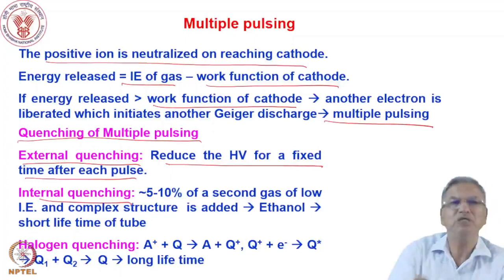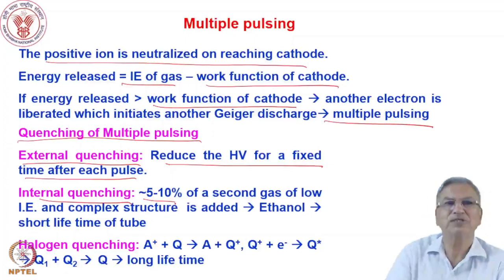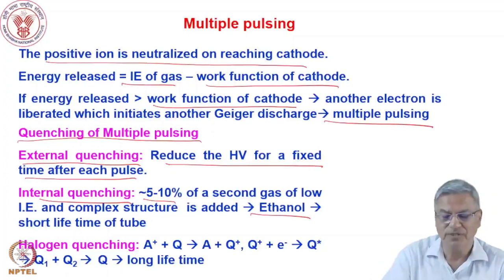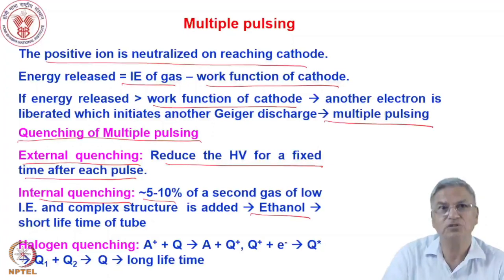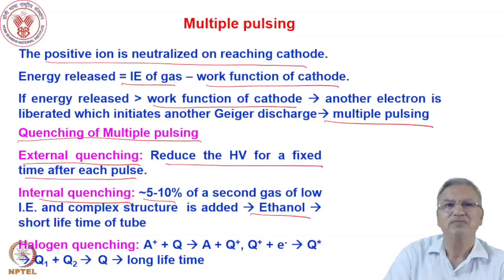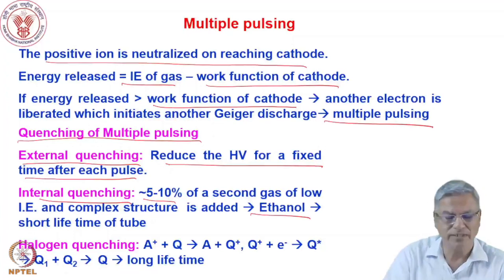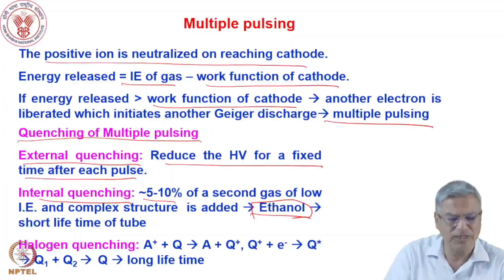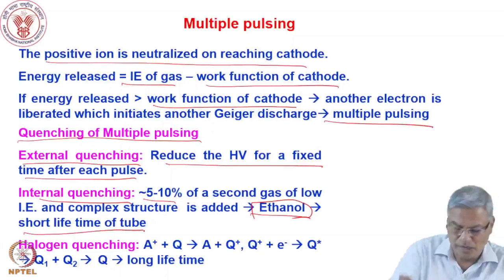Other methods are internal quenching, where you use 5 to 10% of a second polyatomic gas of low ionization energy and complex structure, for example ethanol vapors. Now, the positive ions can collide with this polyatomic gas, and the polyatomic gas molecules get dissociated. So instead of the positive ion reaching the cathode and generating another electron for multiple pulsing, it can collide with these molecules and lead to ionization, or they can even get dissociated. But eventually these polyatomic gases get exhausted because they get dissociated, and because of that the lifetime of these GM tubes is short.